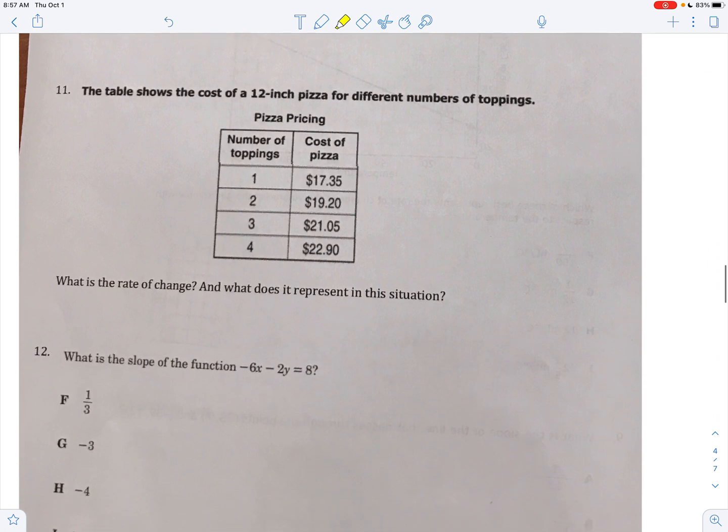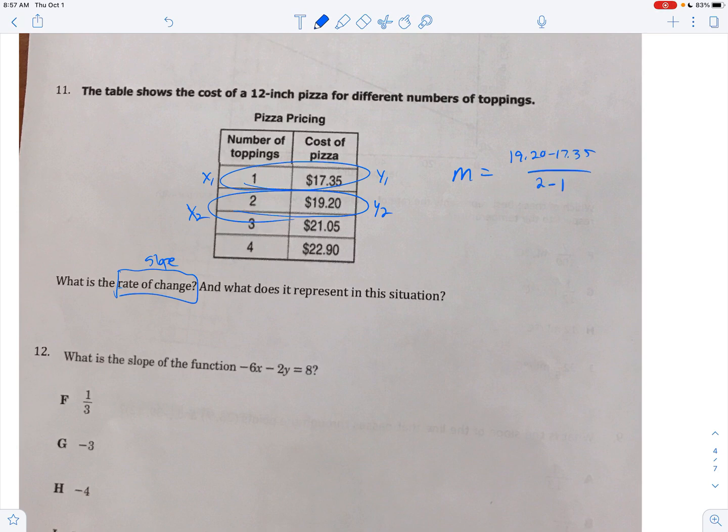Number 11 says the table shows the cost of a 12-inch pizza for a different number of toppings. What is the rate of change? Rate of change, people. Rate of change. That means we got to choose 2 points and find the slope. This is our x1, y1, x2, y2. So to find the slope, because that's what rate of change means, we take 19.20 minus 17.35 divided by 2 minus 1. And what do we end up with? Well, we need a calculator.